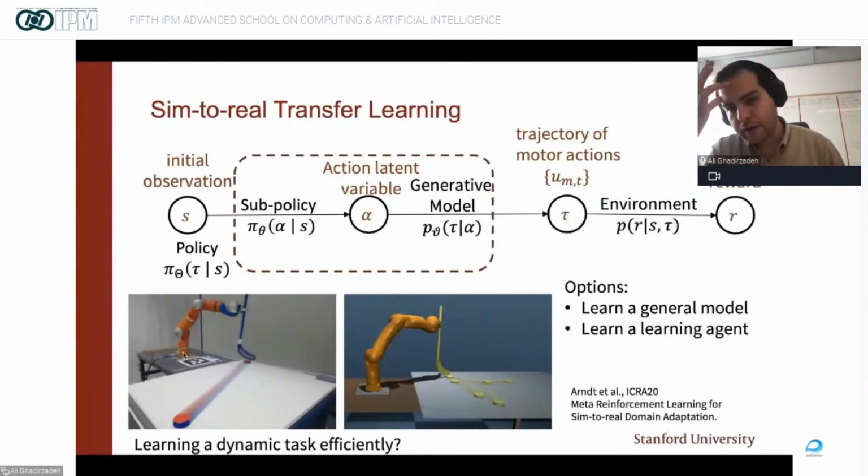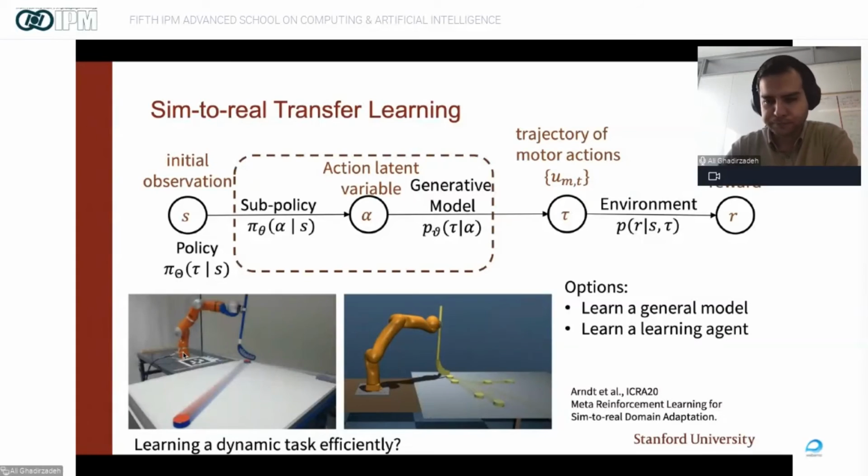We have two options here. We can learn a general model that would work in simulation and then, in a zero shot manner, be transferred to the real setting, or we can learn a learning agent in simulation, which can, in a few shot manner, adapt to the real scenario.